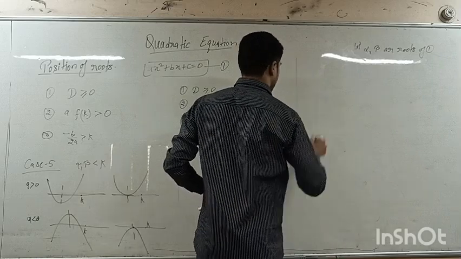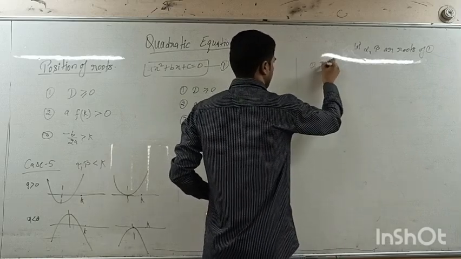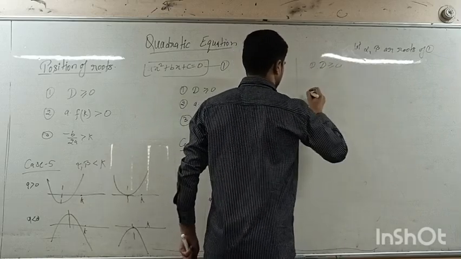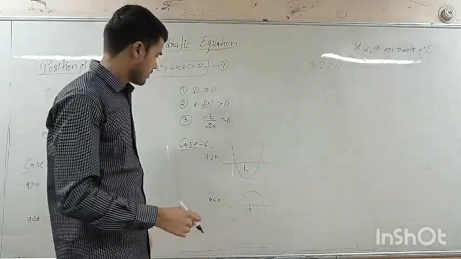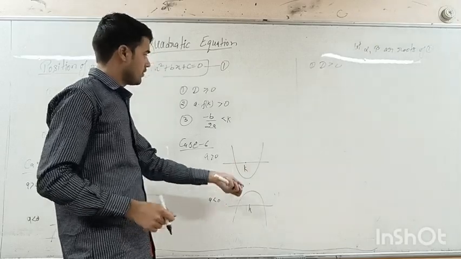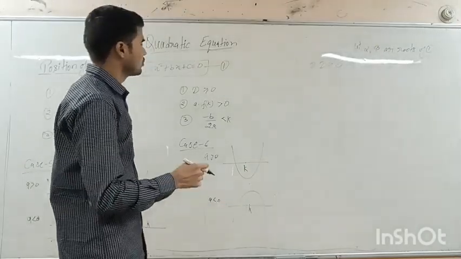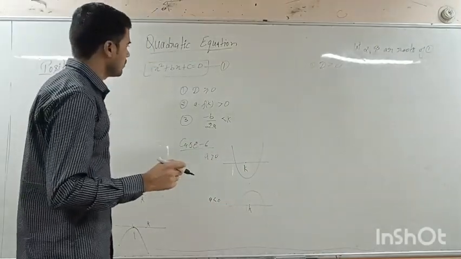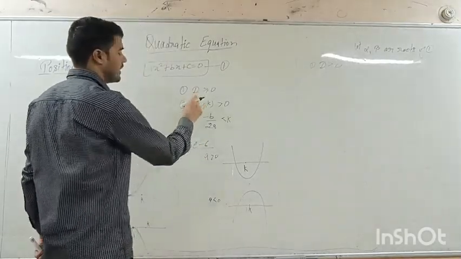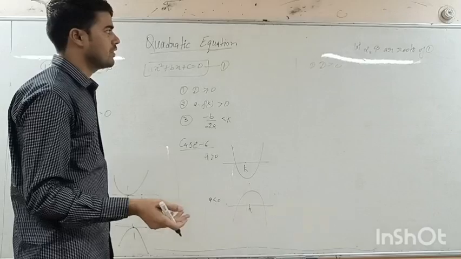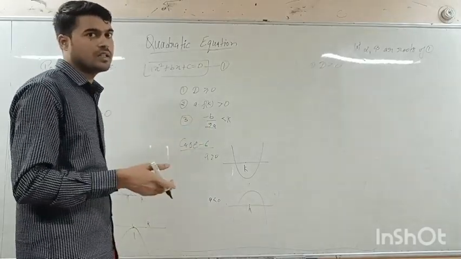So what can be the conditions? First, D is greater than or equal to 0. No, D is here strictly greater than 0 because the roots are different. We know the roots are different. So we just have to concentrate slightly on whether D is greater than or equal to 0 or strictly greater than 0.